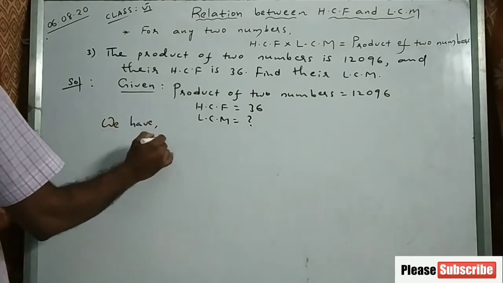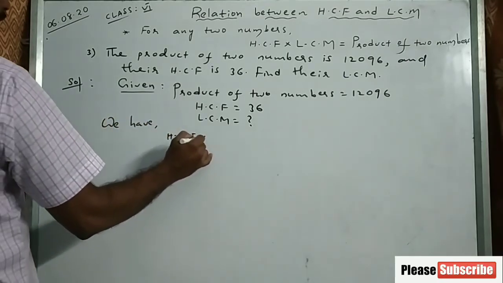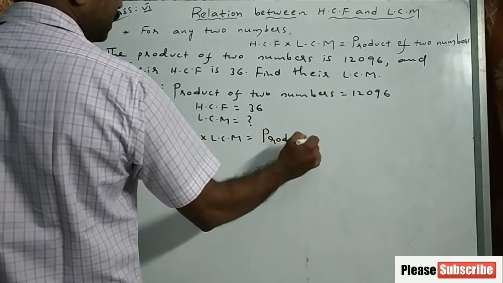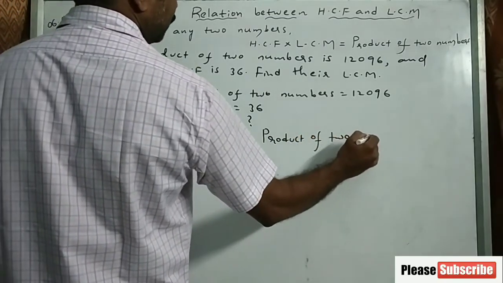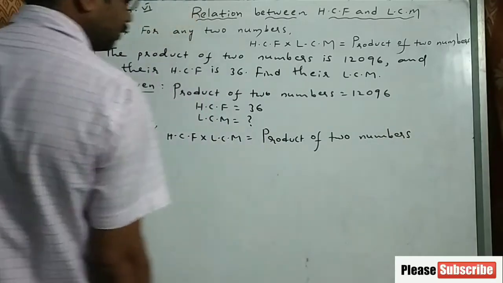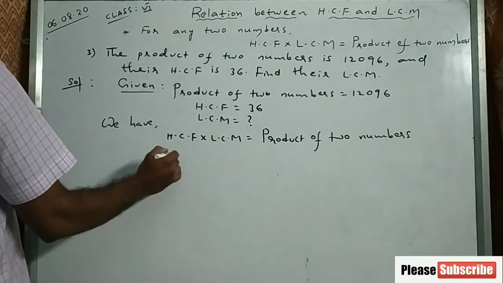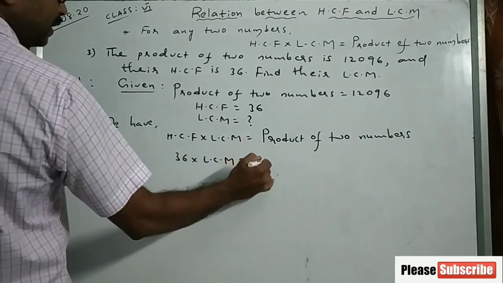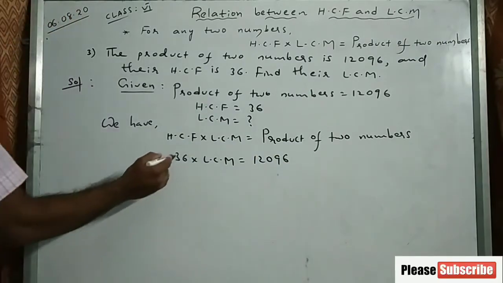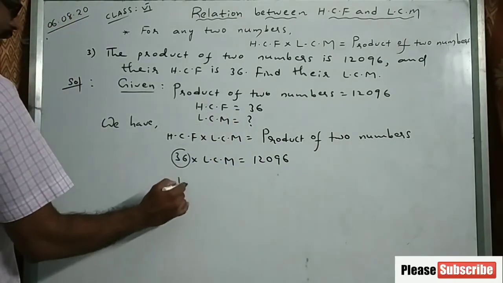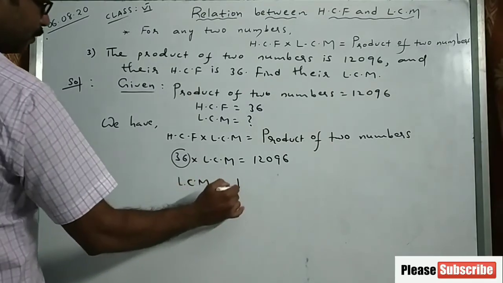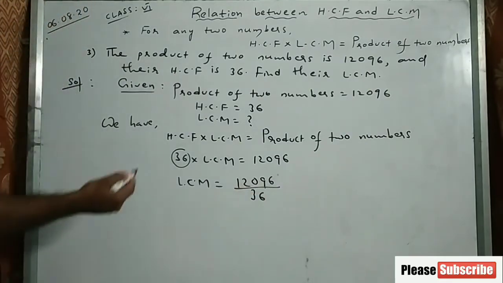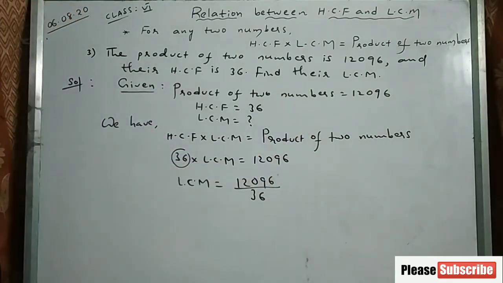We have HCF into LCM is equal to product of two numbers. HCF is 36 into LCM is equal to product of two numbers, what is it? 12096. Now send 36 that side. Then LCM is equal to 12096 upon 36. Because it is in the multiplication, if you send that side, it becomes division.